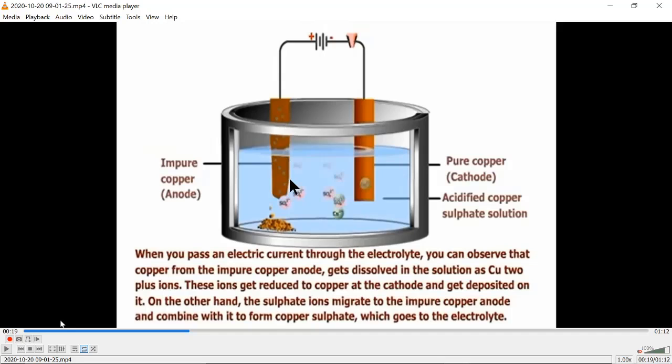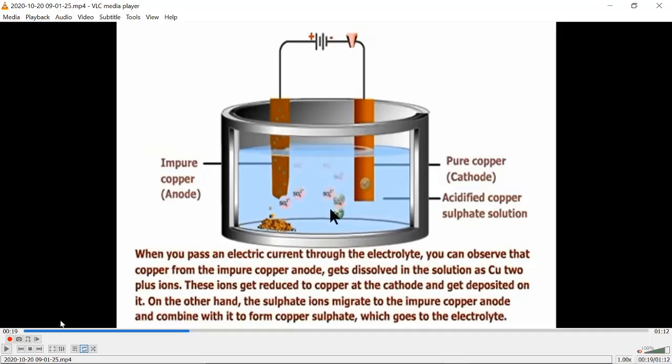And here when the electric current is passed through the electrolyte, you can observe that the anode starts disintegrating and becoming small, and some dust particles gather down here. These are the impurities which were there in this impure copper. And what is happening? This anode has copper metal, so this copper will break down as Cu2+ ions and come into this electrolyte. At the cathode, these ions will get reduced to form copper and they deposit on this copper cathode.